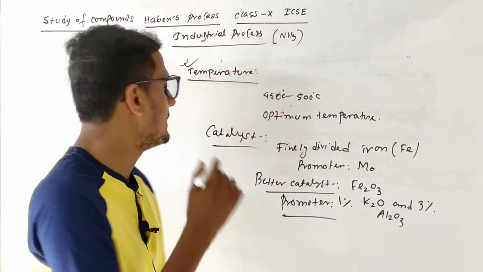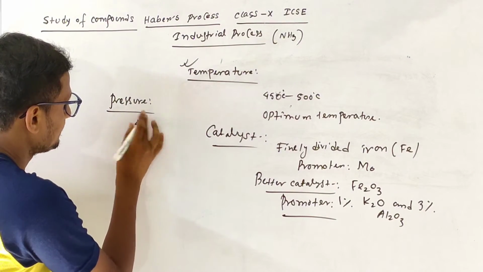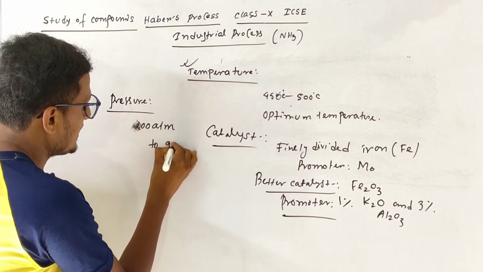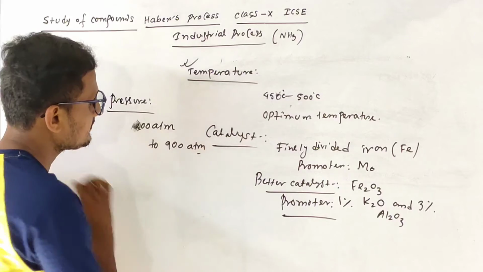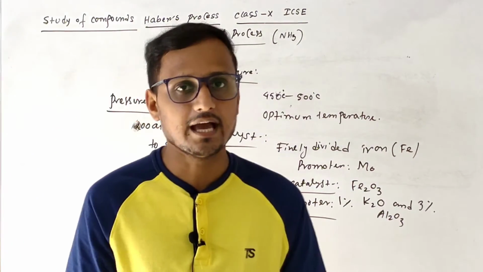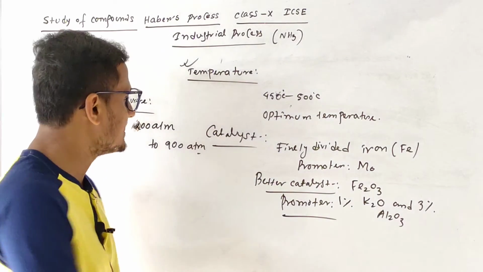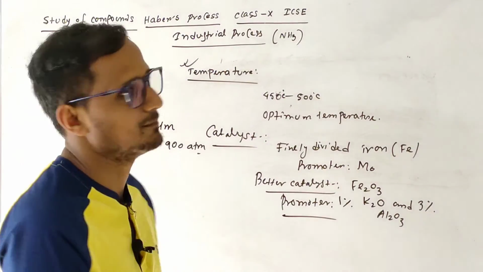So this one we have to follow. Pressure should be around 200 to 900 atmosphere. Okay, so these are the necessary conditions of the Haber process.